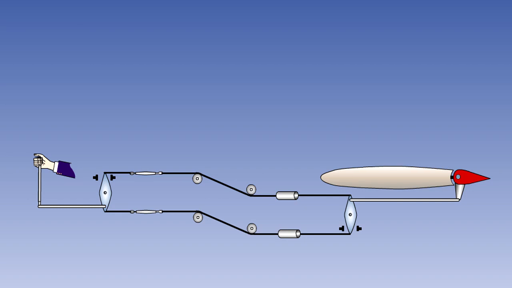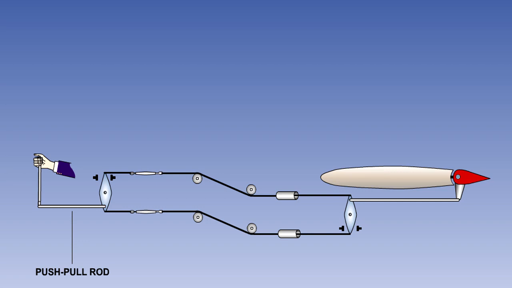In this graphic, we examine the manual control of the elevator on a light aircraft. The control of the rudder and ailerons is achieved in a similar manner using similar components. As cables can only operate in tension, the control surface is connected to the input control by two cables. The system is very simple in its operation.